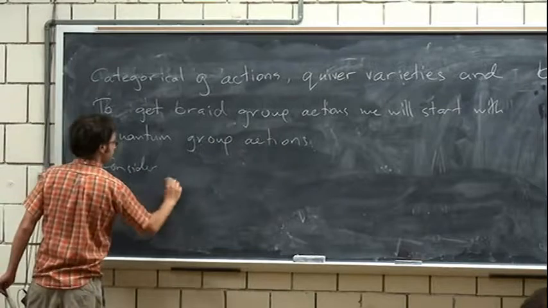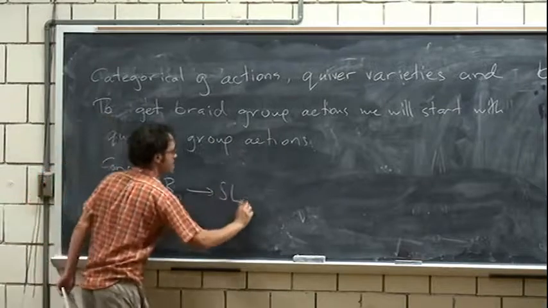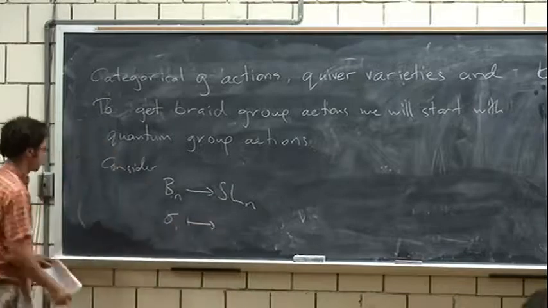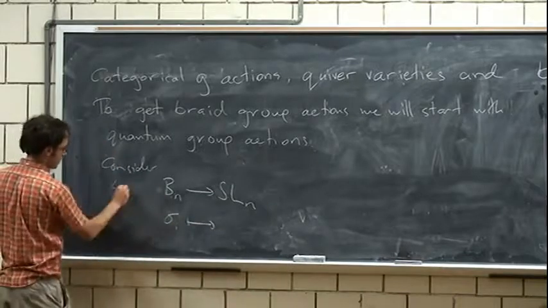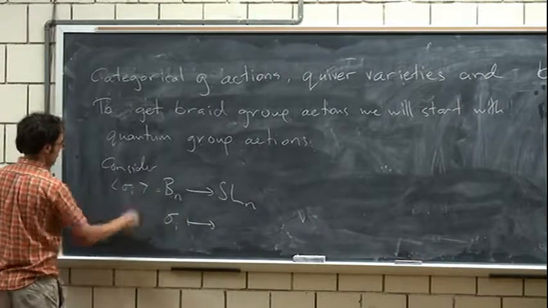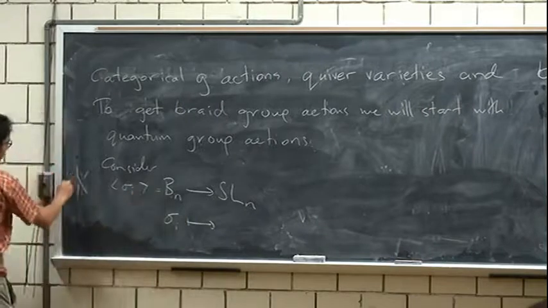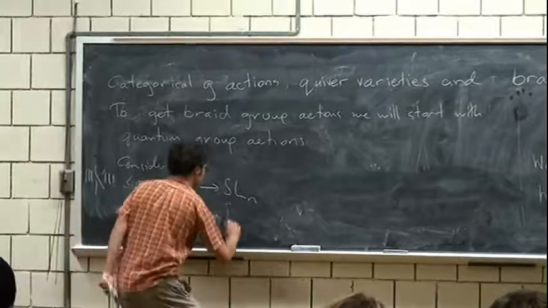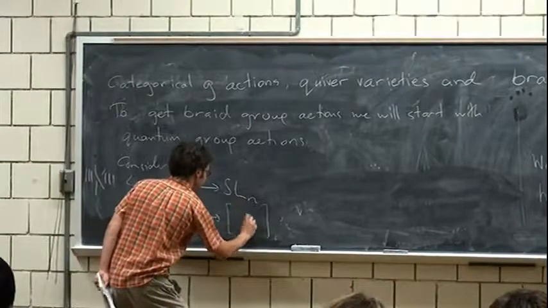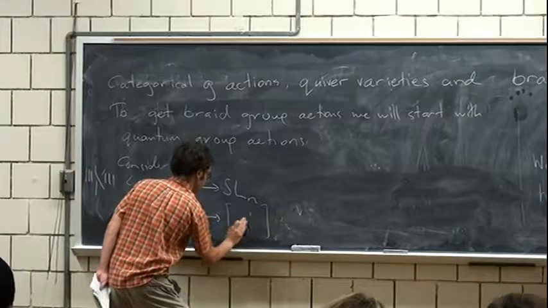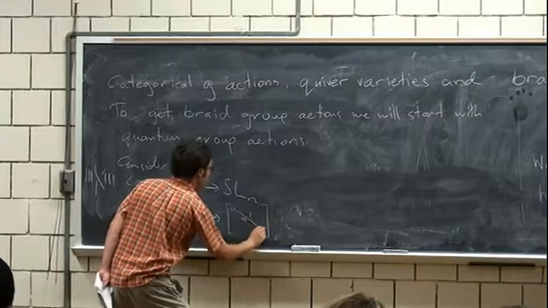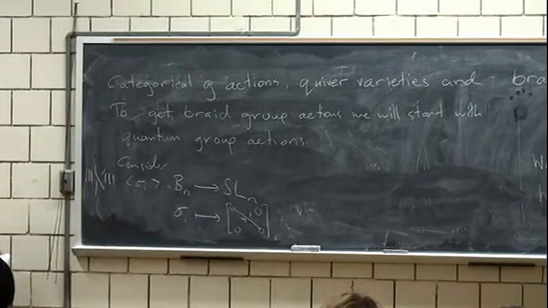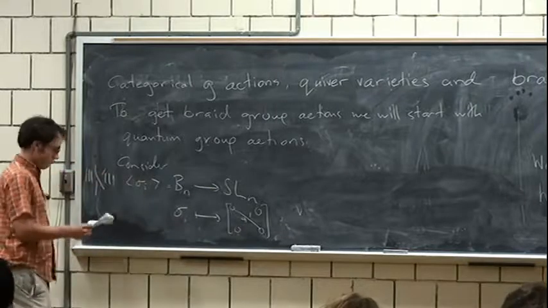The braid group on n strands maps to the group SL_N, which takes the generator of the braid group sigma_i to a matrix. My braid group will usually be thought of with generators and relations, so sigma_i is the crossing at spot i. Sigma_i goes to the matrix in SL_N which has 1 here, -1 just below the diagonal, and 0 everywhere else. This is in the ith spot here. And this is a group homomorphism.